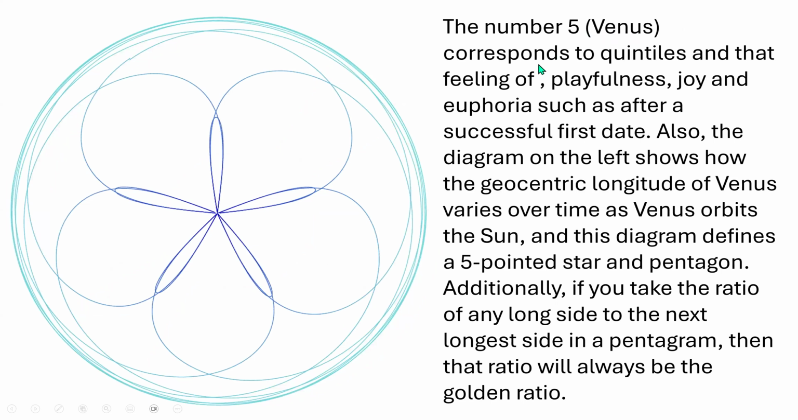The number 5, which represents Venus, corresponds to quintiles, and that feeling of playfulness, joy, and euphoria, such as after a successful first date. Also, the diagram on the left shows how the geocentric longitude of Venus varies over time as Venus orbits the Sun. And this diagram defines a 5-pointed star and pentagon. Additionally, if you take the ratio of any long side to the next longest side of the pentagram, so you can complete a 5-pointed star here, then that ratio will always be the golden ratio. So the number 5, its meaning in vibrational astrology corresponds pretty well to Venus, but we also find that 5 in this pattern generated by the orbit of Venus. And within that pattern, a 5-point star, you also find the golden ratio.